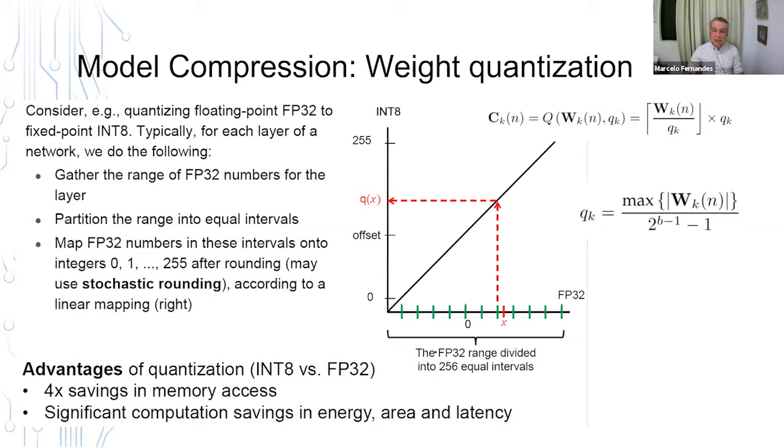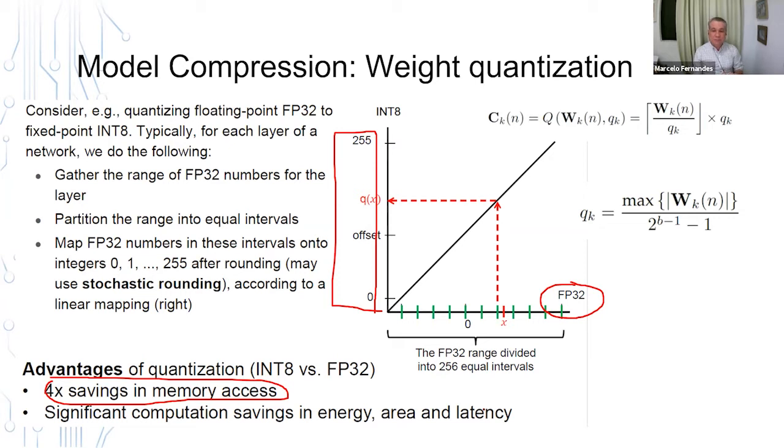In this picture, for example, we have a float point 32 number, and we can quantize it to an 8-bit integer number. It's interesting because you can save 4 times in memory access, and you can save a lot of power if you don't use 32 float point and use integer 8 bits instead.